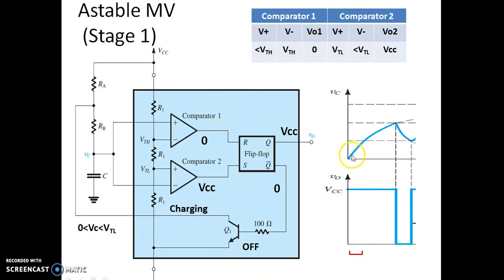I can see it keeps on charging now, towards VCC. The path of charging is RA plus RB. The time constant is RA plus RB into C.